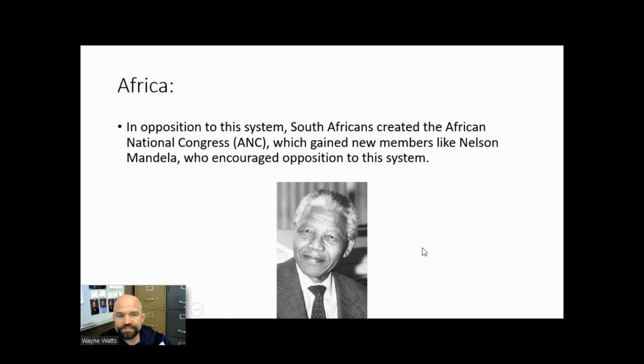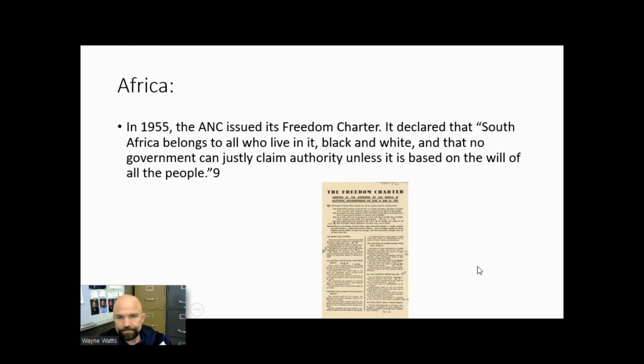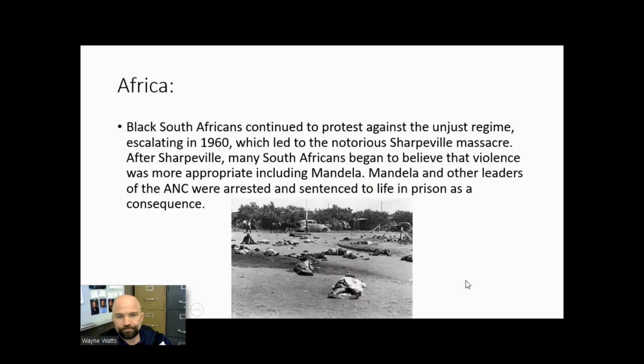In opposition to this system, South Africans created the African National Congress, which gained new members like Nelson Mandela, who urged opposition to this system. In 1955, the ANC issued what's known as its Freedom Charter. It declared that South Africa belongs to all who live in it, black and white, and that no government can justify a claim to authority unless it is based on the will of all of the people.